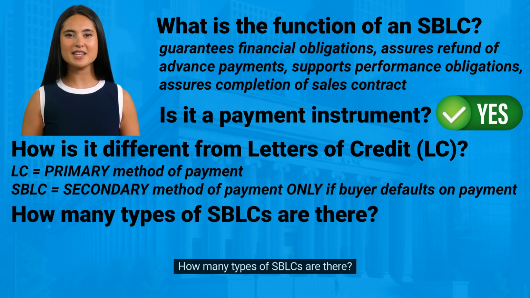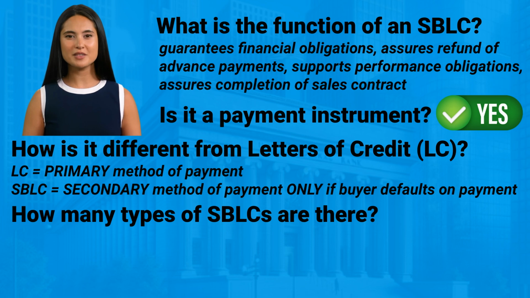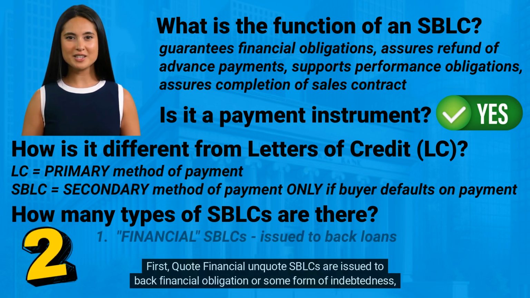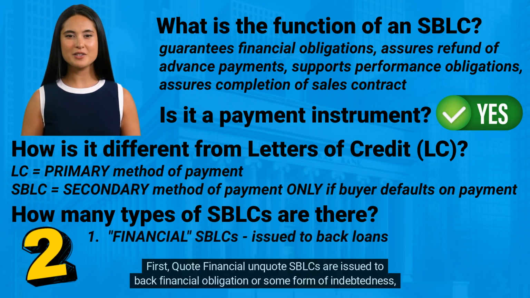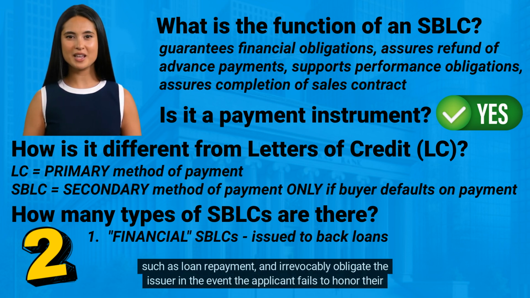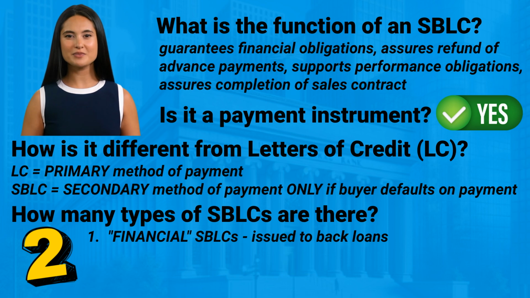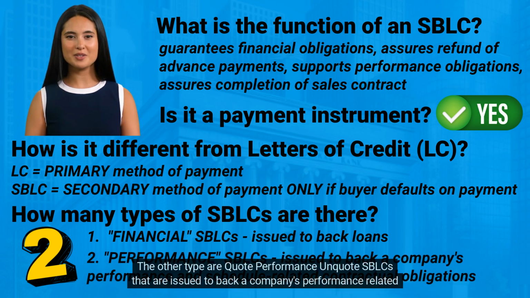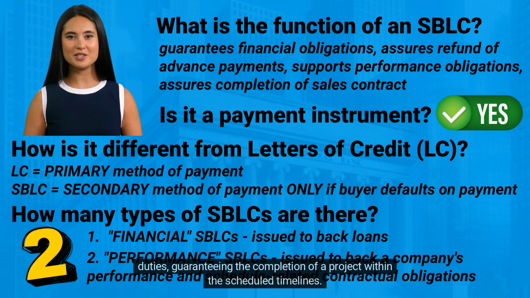How many types of SBLCs are there? There are 2 types. First, "financial" SBLCs are issued to back financial obligation or some form of indebtedness, such as loan repayment, and irrevocably obligate the issuer in the event the applicant fails to honor their payment obligation. The other type are "performance" SBLCs that are issued to back a company's performance-related duties, guaranteeing the completion of a project within the scheduled timelines.